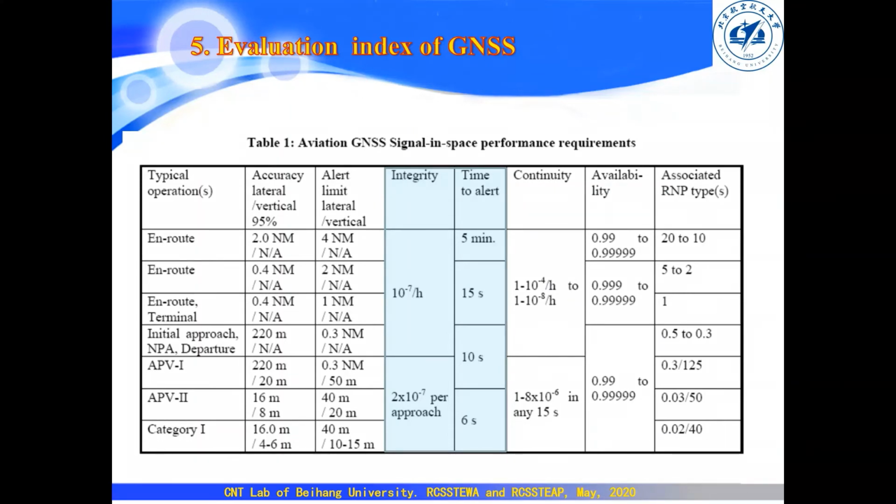Commonly, you need the availability to be, as you may see in this one, 99% to 99.999% for civil aviation. This is the evaluation index for the GNSS.